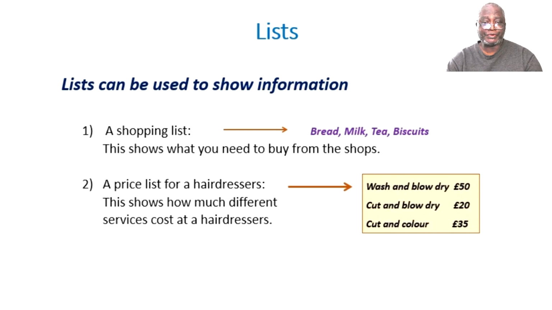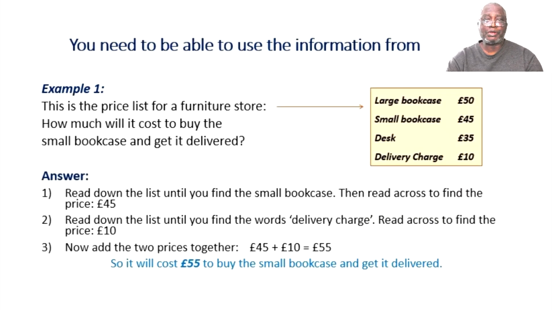A price list for hairdressers shows wash and blow dry, £50, cut and blow dry, £20, cut and color, £35. It shows how much different services cost. You need to be able to use information from the lists.